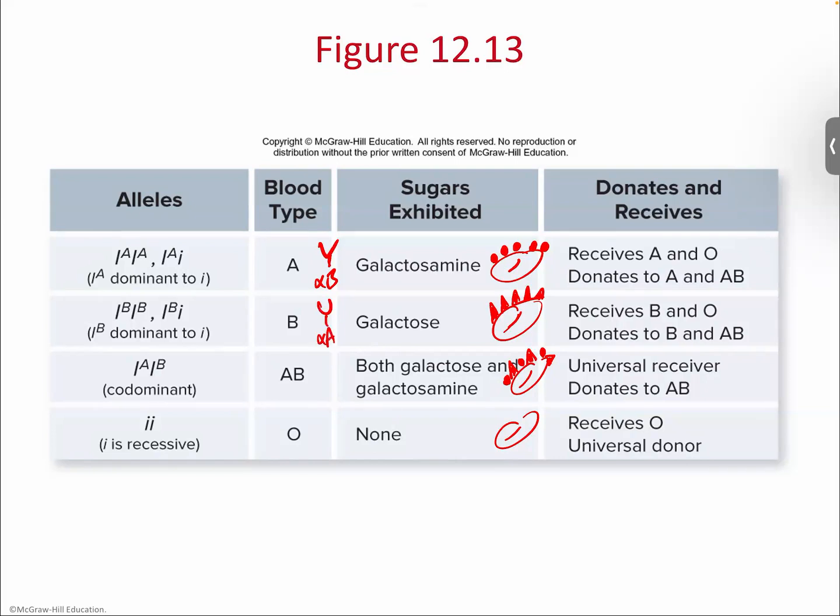An AB person, none, because it knows both, right? Its immune system is like, well, I see A and B, so I'm good with this. An O-type person, yeah, it's making both of them, right? So everything looks crazy to an O-type person. So these are the antibodies that you're basically making.